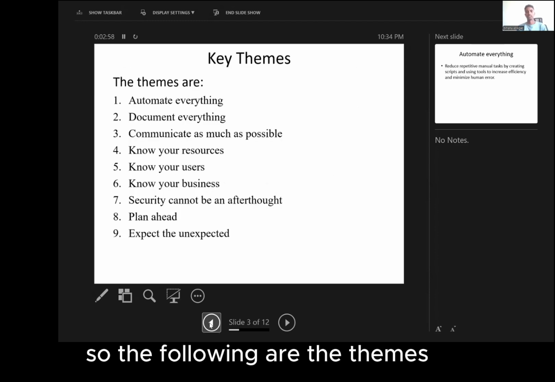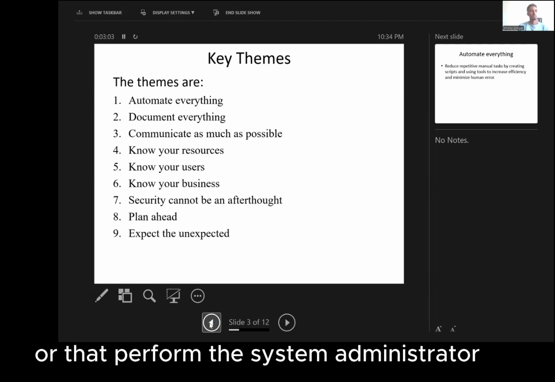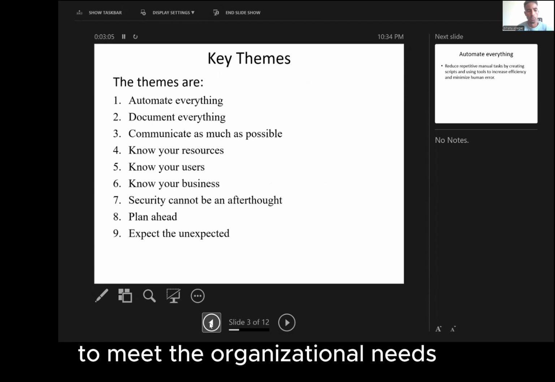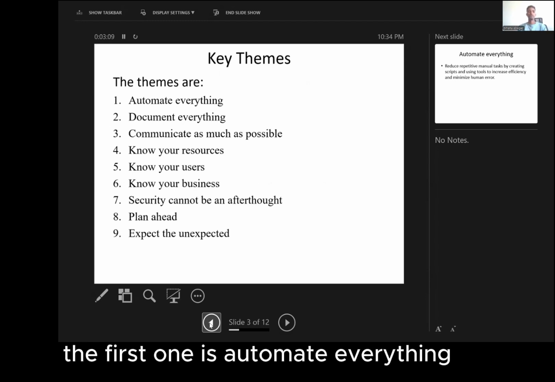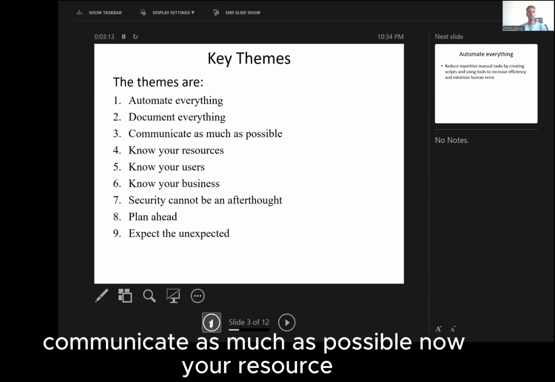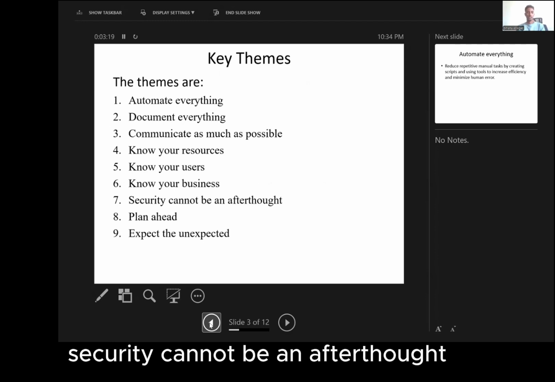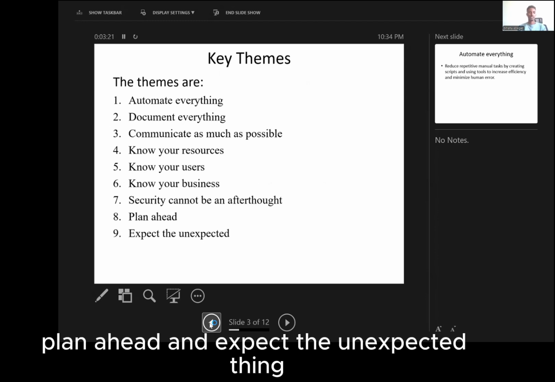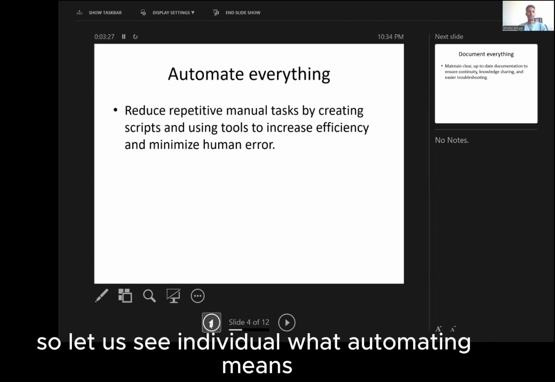The following are the themes that guide the system administrator to meet the organizational needs. The first one is automate everything. The second one, document everything, communicate as much as possible. Know your resources, know your users, know your business. Security cannot be an afterthought. Plan ahead and expect the unexpected. So let us see individually what automating means.